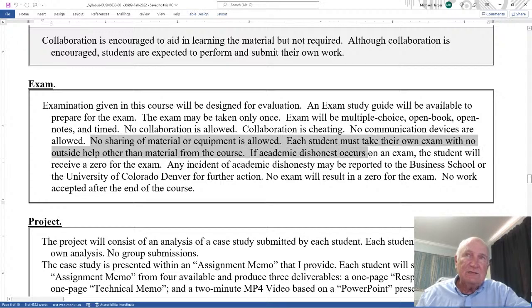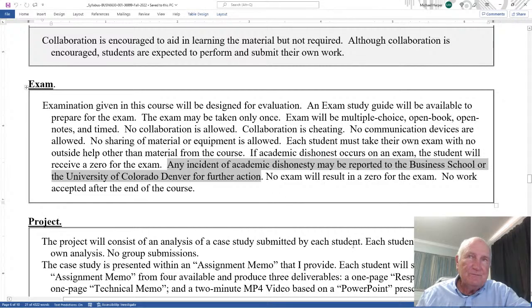If academic dishonesty occurs on an exam, the student will receive a 0 for the exam. Any incident of academic dishonesty may be reported to the business school or the University of Colorado Denver for further action. And I've been here long enough, that has happened, and I have submitted it. And the further action could include things like suspension, you flunked the course, or expulsion. Don't cheat. That's not why we're here.